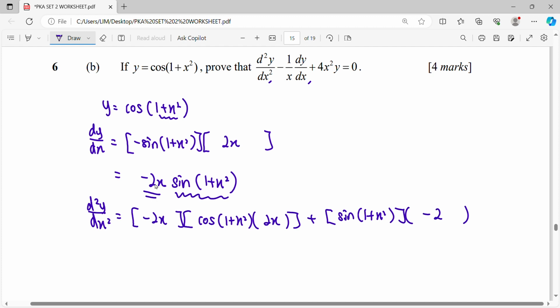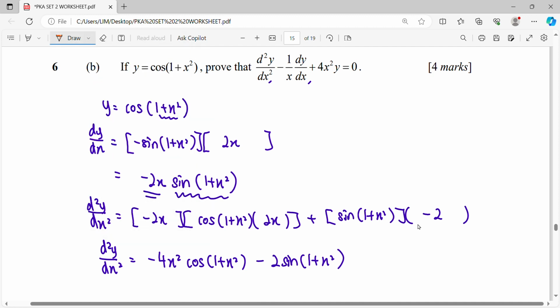So as we simplify, because this question asks us to prove that, we try to see whether we can substitute back. From just now, dy dx, we can't get back the question, but as you can notice here, d2y dx squared, we can substitute our dy dx and our y to prove this equation. Move everything back to the left hand side. So for this term, we can see this is clearly negative 4x squared cos (1 plus x squared). And at the back here is negative 2 sine (1 plus x squared).